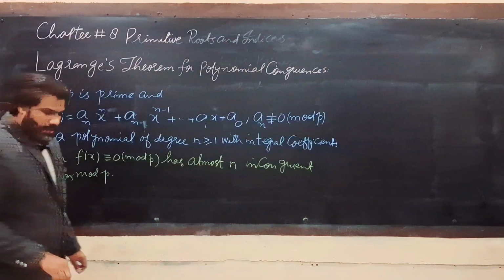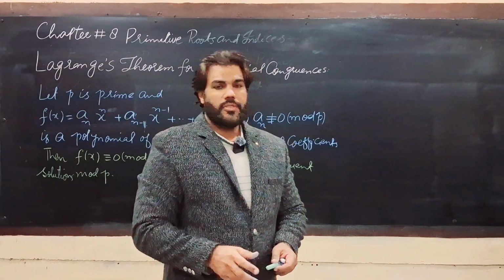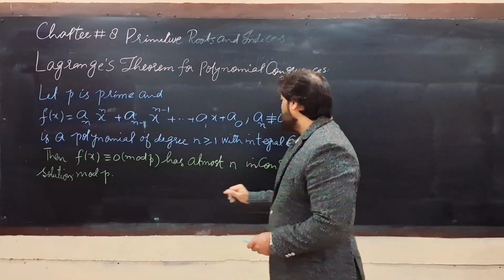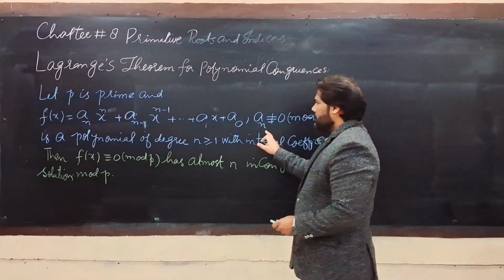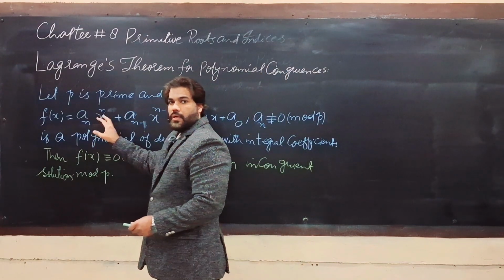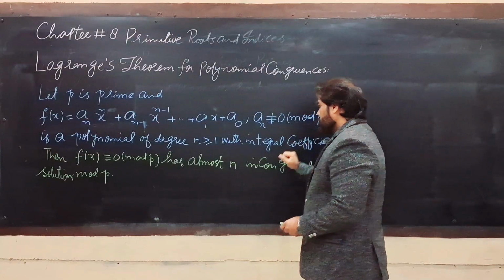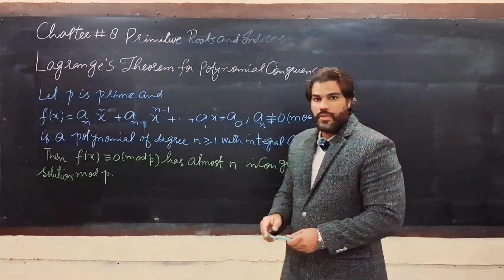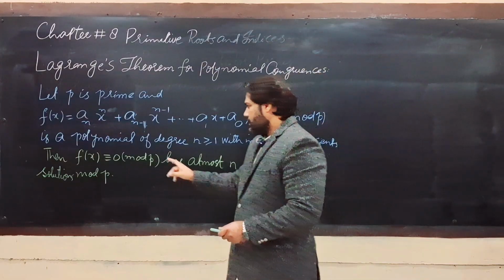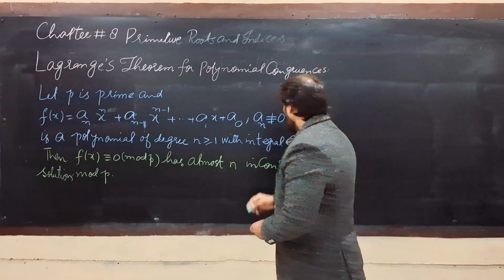So this is the statement of Lagrange's theorem. It says that if p is any prime, then for the nth degree polynomial f(x), with the condition that the leading coefficient, that is, the coefficient of the highest degree term, is not congruent to 0 modulo p, and all of the coefficients are integers, then f(x) congruent to 0 has at most n incongruent solutions modulo p.